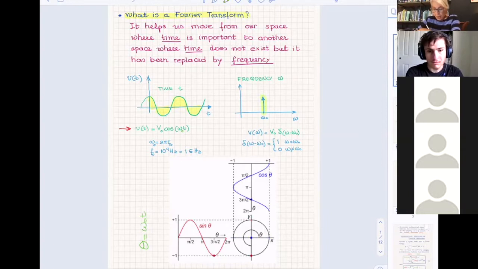Then an important thing to keep in mind is the following. As the signal changes with time, because it changes as a cosine of omega naught t, that omega naught t creates, as time goes by, a phase for the signal. Okay, so in fact, you see it from here.